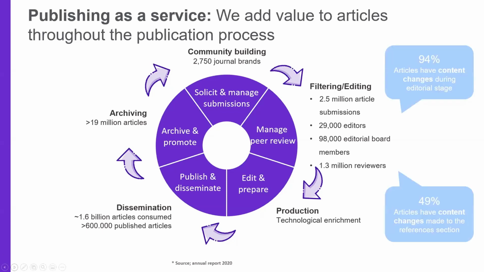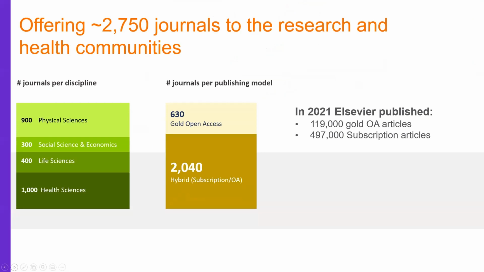Okay, and just to let you know how many articles have some changes during the editorial stages: 94% of them have content changes, and nearly 50% have content changes made to the reference section. So that's just to show you how it looks. And we are offering, like I said, more than 2,700 journals to the research and health communities.